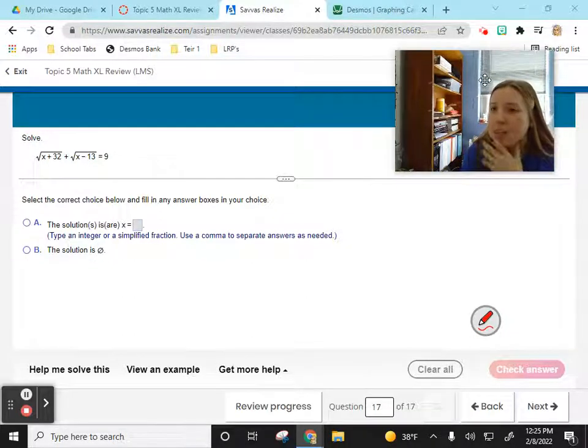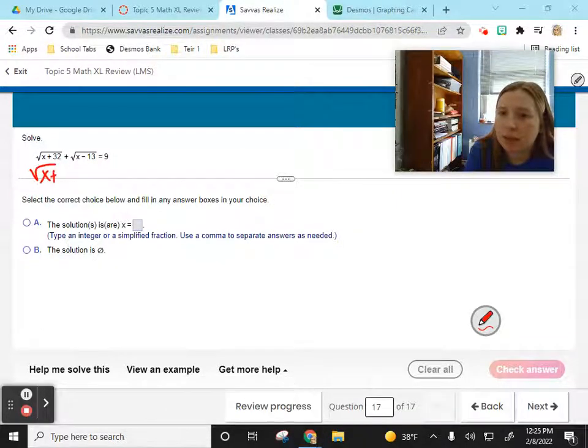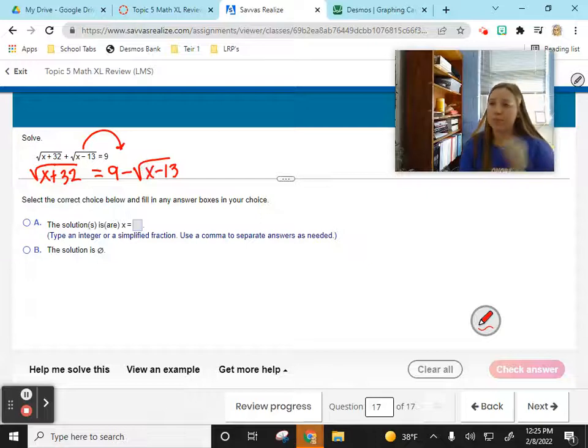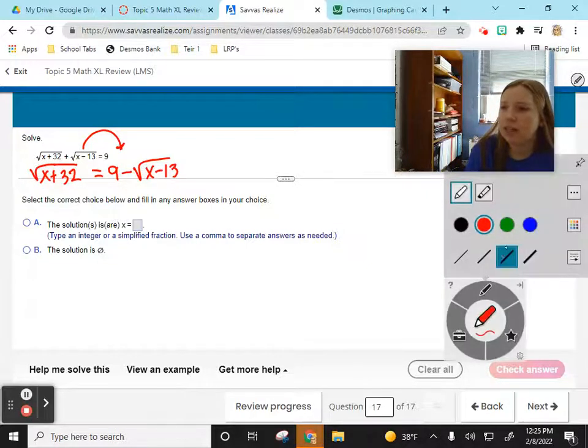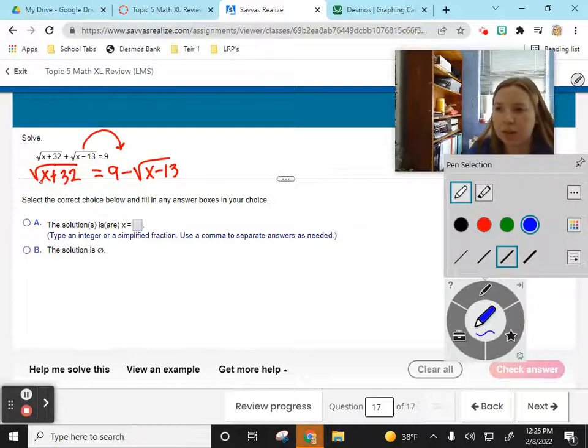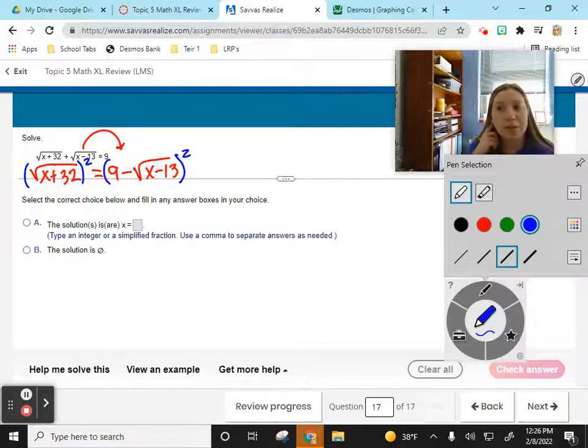The first thing we want to do is isolate a radical, which means I want to get one radical all by itself. So I'm going to pick x plus 32, and I'm going to isolate that one. That one's my favorite. So I'm going to move this one to this side of my equation: 9 minus radical x minus 13. Beautiful. We've isolated this radical over here. That's my target. What we want to do is get rid of this radical by applying my inverse. Applying my inverse means I square both sides.